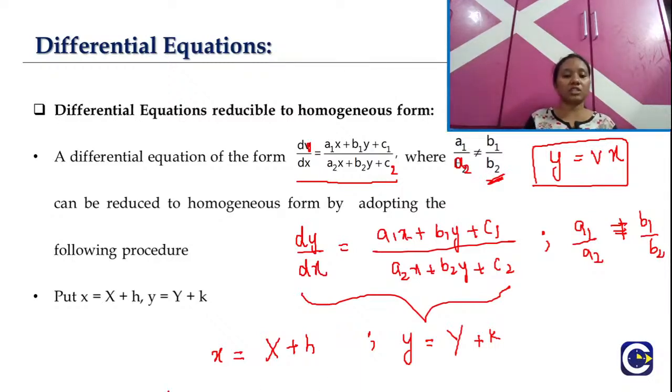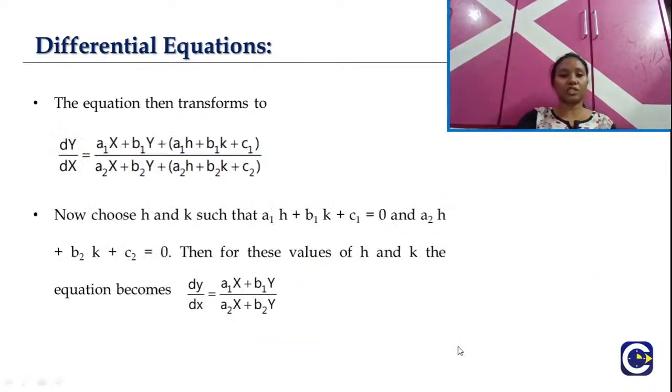So in this entire procedure, the first step is, in place of x, we substitute capital X plus h. Similarly, in place of y, we substitute capital Y plus k. Once we substitute, what happens? It turns out to be a1X plus b1Y plus a1h plus b1k plus c1. These are all constant terms, because h and k are also constants. Similarly, a2X plus b2Y and all the constant terms together, that is a2h plus b2k plus c2, right?